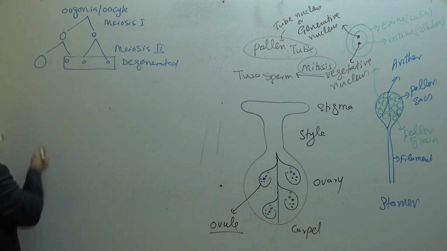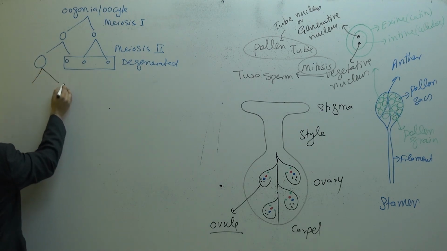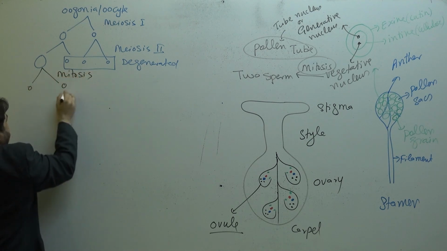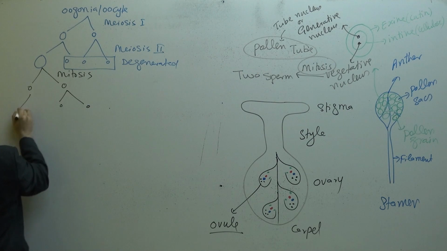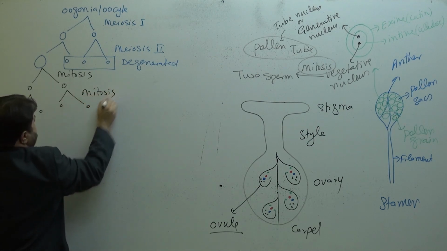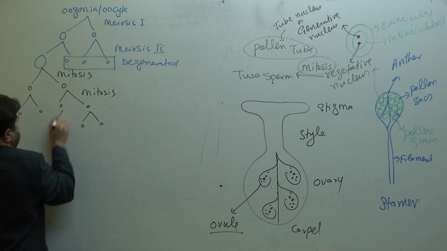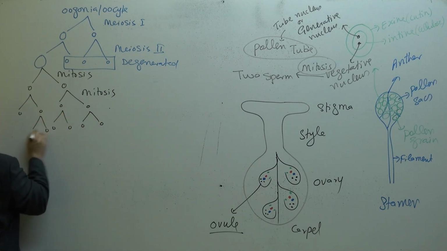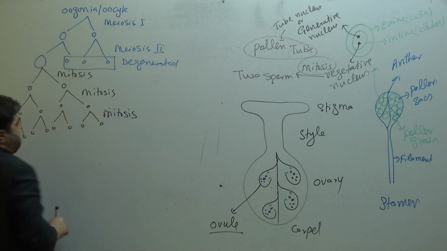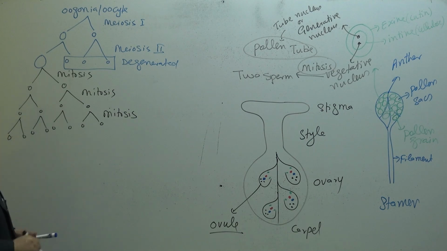But here, it divides into 2 daughter cells by mitosis. Then it again divides to produce 4 daughter cells by mitosis. Later on, it again divides, and a total of 8 cells are produced. So by 3 mitoses and 1 meiosis, a total of 8 cells are produced.